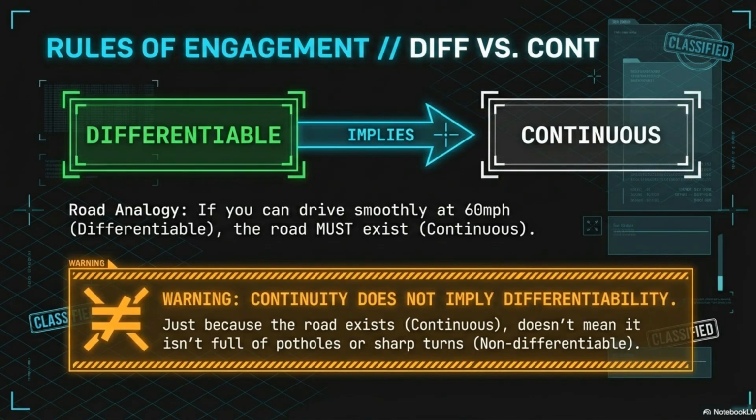These are your rules of engagement regarding differentiability versus continuity. If a function is differentiable, it implies it is continuous. Think of the road analogy. If you can drive smoothly at 60 miles per hour, the road must exist. However, warning, continuity does not imply differentiability. Just because the road exists doesn't mean it isn't full of potholes or impossible hairpin turns.